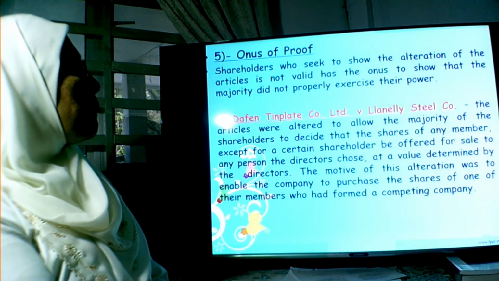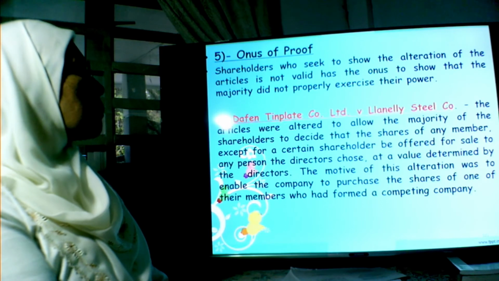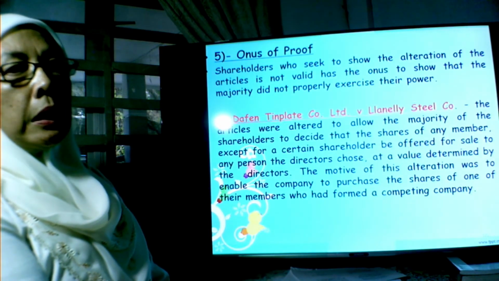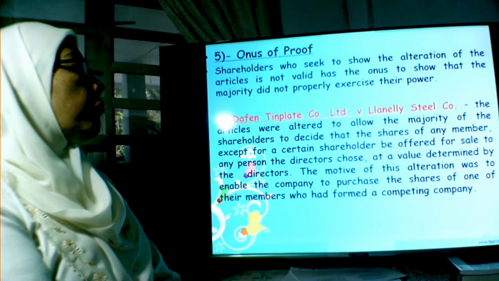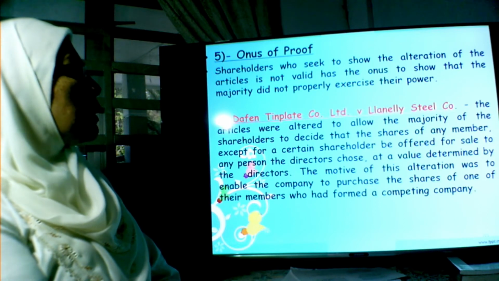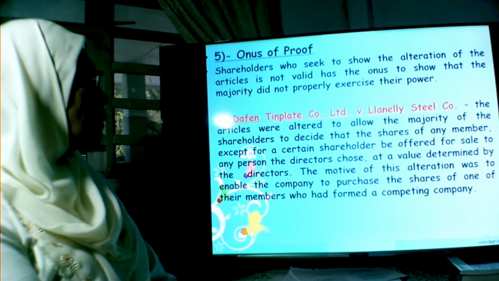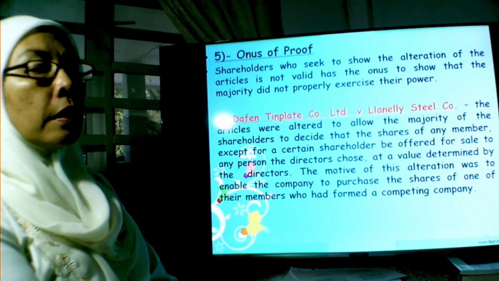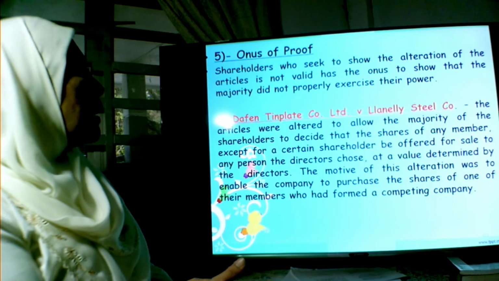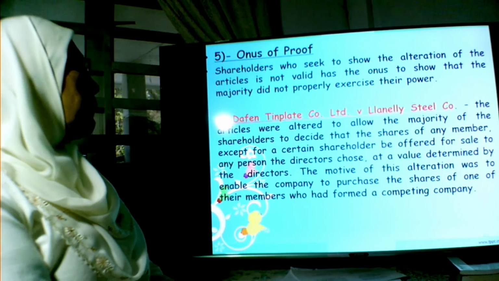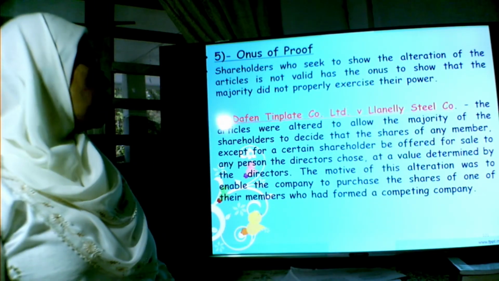So in the case of Duffin Template Company Limited versus Lanley Steel, what happened is this. So the company amended the article of association to allow the majority of the shareholders to decide that the shares of any member, except for a certain shareholder, be offered for sale to any person the directors choose. So dia pindah perlembagaan dia, membenarkan pemegang saham majoriti menentukan saham mana-mana member lah, kecuali member tertentu lah, dia ditawarkan untuk dijual, okay, to any person the directors choose.